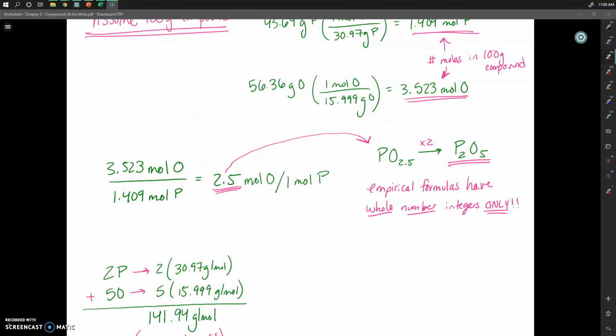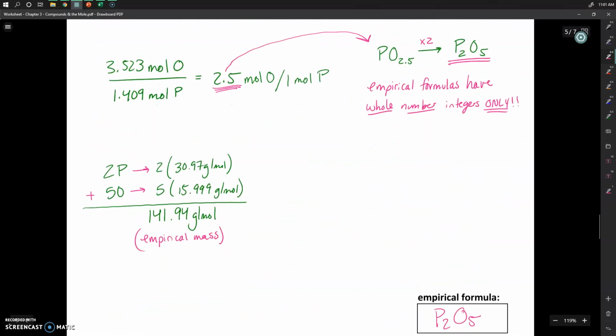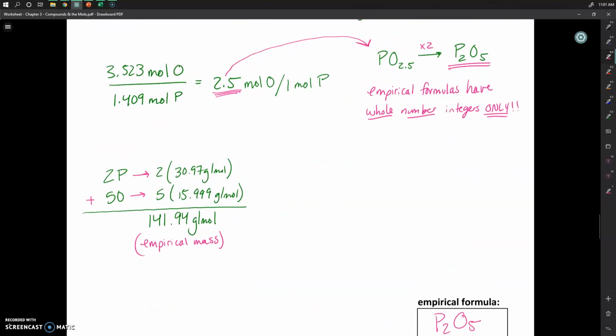Now we're also asked for the molecular formula, and if we go back up here, we'll notice we were also given what the molar mass is for this compound, that it's 283.3 grams per mole. So the way we get the molecular formula after we've determined the empirical formula is we first figure out what the mass is of the empirical formula. And I call this the empirical mass.